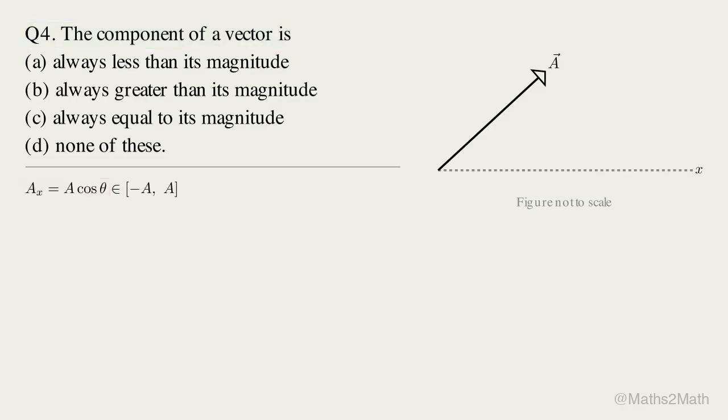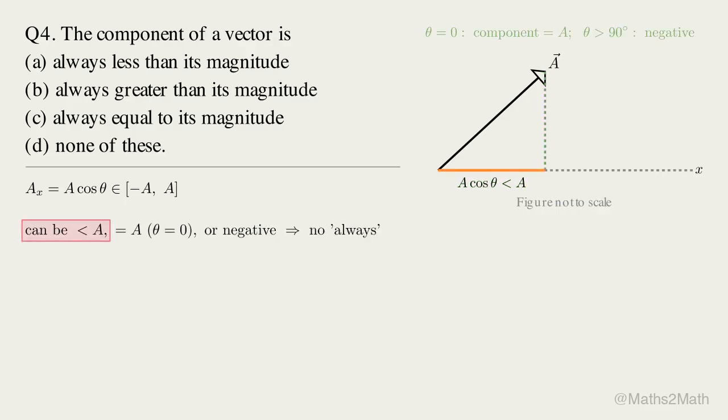The component along a direction at angle theta is A cosine theta, which ranges from minus A to plus A. So it can be less than the magnitude, equal to it when theta is 0, and even negative. None of always less, always greater, always equal holds. Hence, the answer is Option D, none of these.